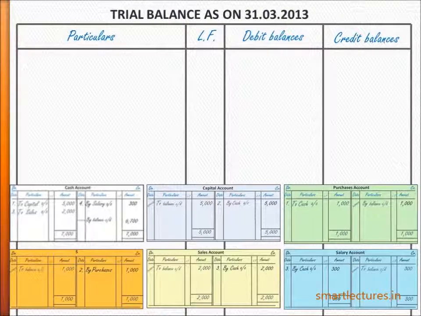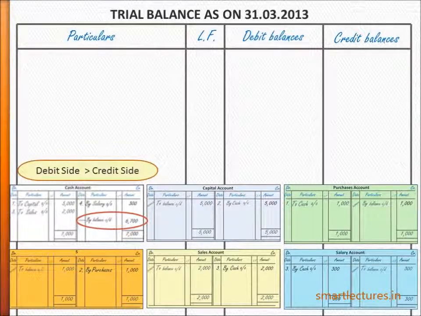So what is the closing balance of cash? That is on credit side 6,700. What it means? Cash account is carrying debit balance because the debit side was stronger than credit side, because closing balance is always supplied to the weaker side. So 6,700 from the credit side will be taken to the debit side of trial balance. Cash rupees 6,700.